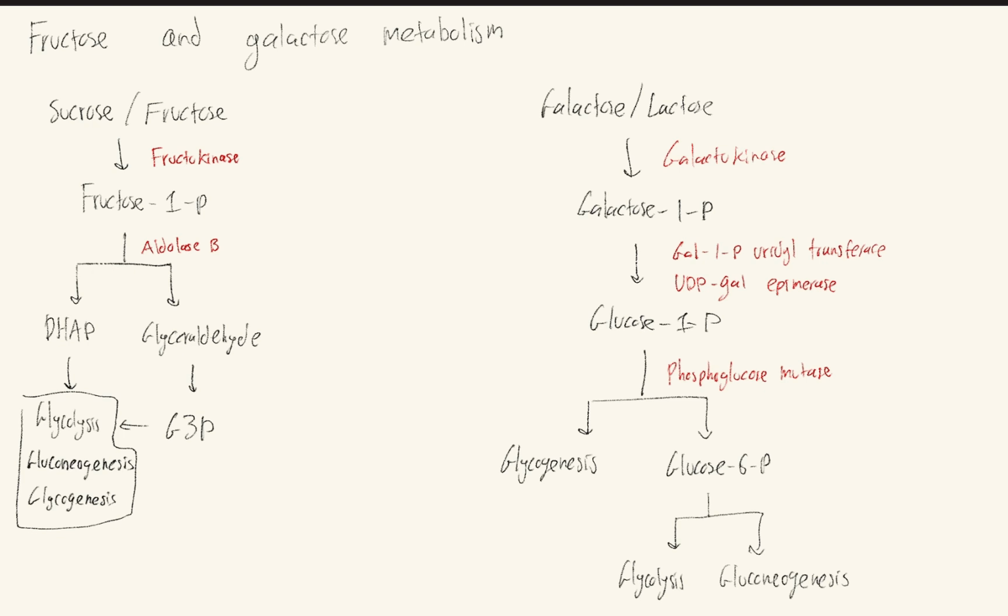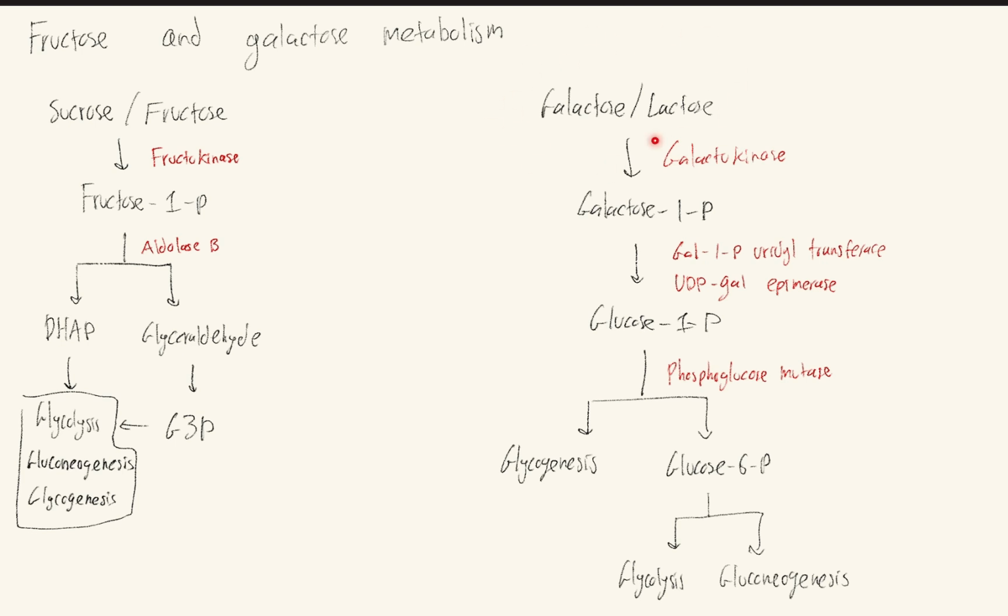From here, fructose 1-phosphate can be cleaved into two 3-carbon molecules in the same way that it is in glycolysis. It uses the enzyme aldolase B to create DHAP, and this is the same DHAP we've seen, and also glyceraldehyde. Glyceraldehyde is not the same as glyceraldehyde 3-phosphate, which it will ultimately become. Both DHAP and G3P can enter glycolysis, gluconeogenesis, or glycogenesis. It really depends on the energetic demands of the cell, but this is fructose metabolism, not very complicated. Next, we have galactose metabolism.